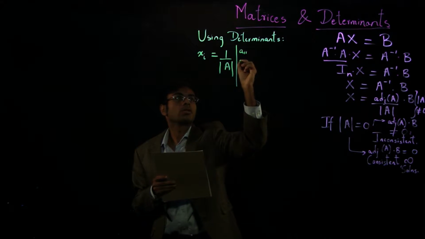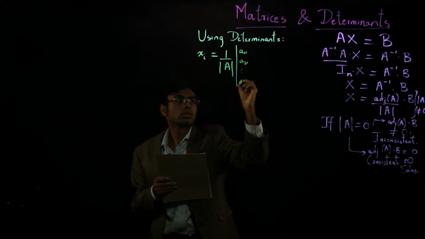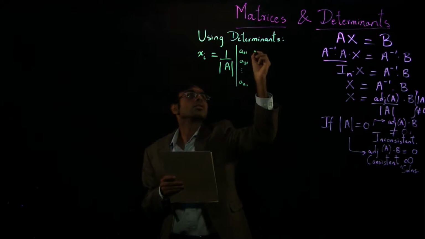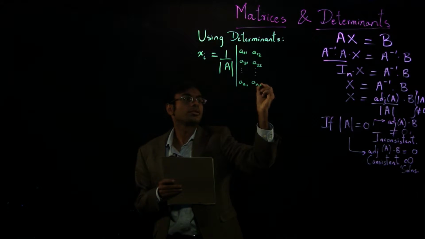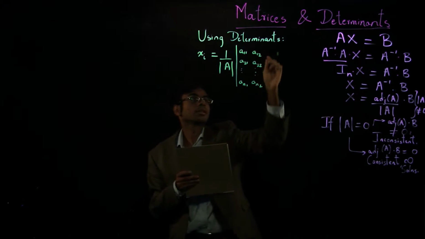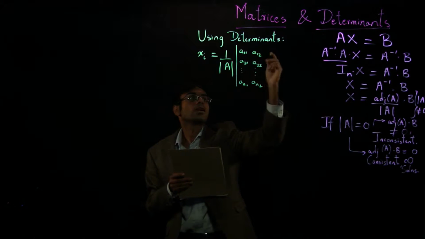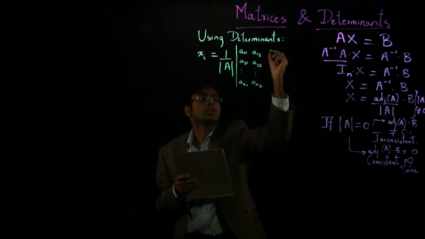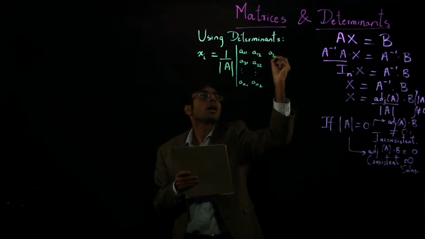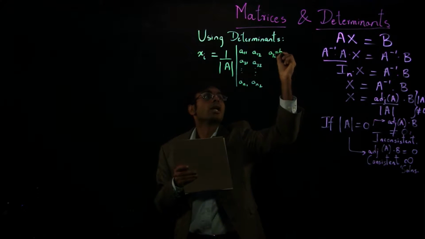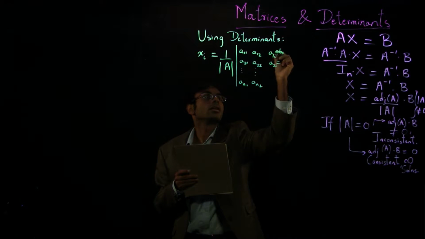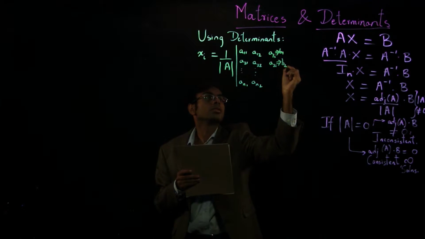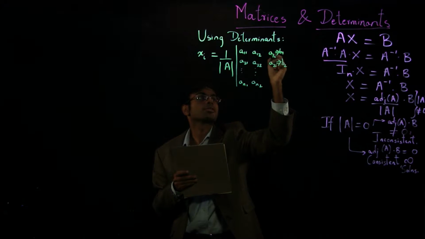this determinant. So A11, A21, ..., An1, A12, A22, ..., An2, and then observe this carefully. Find the ith column of the determinant. So A1i, replace it by b1. A2i, replace it by b2. Yeah, so this is a substitution operation.